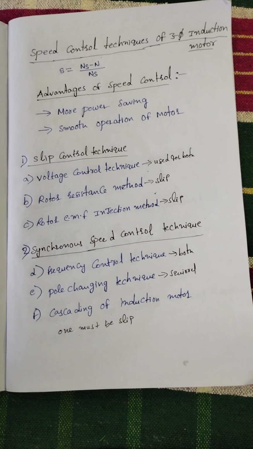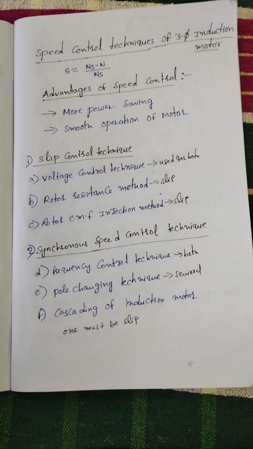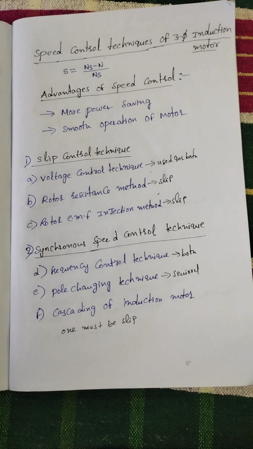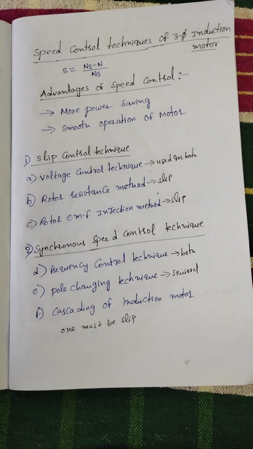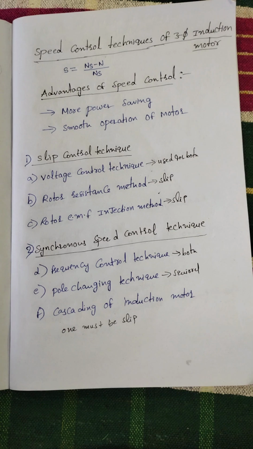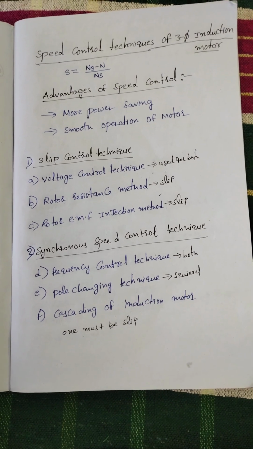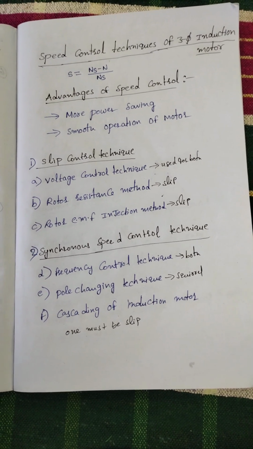And the third one is cascading of induction motors. In this, two motors are used. One must be a slip ring induction motor and the other is a squirrel cage or slip ring induction motor.